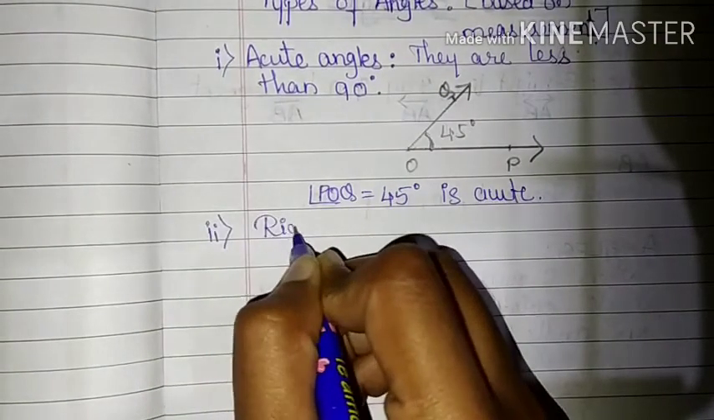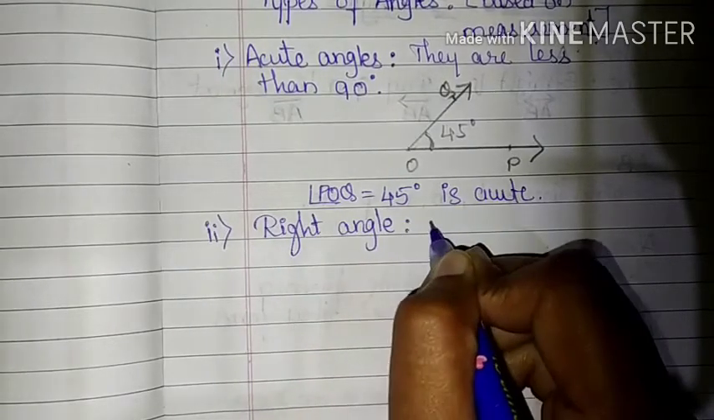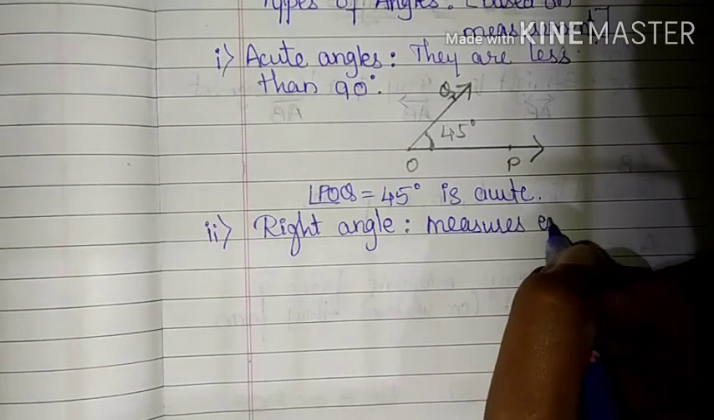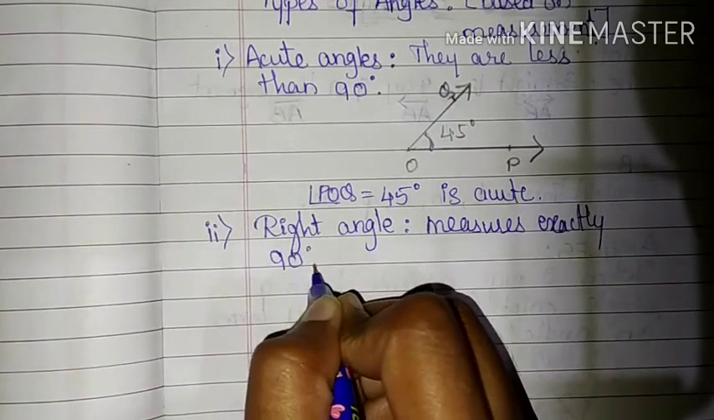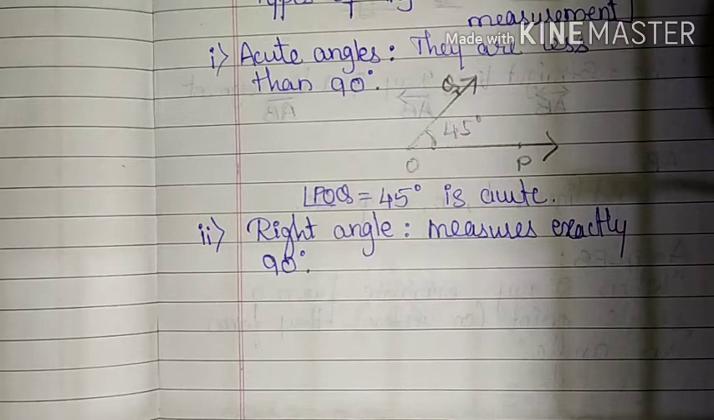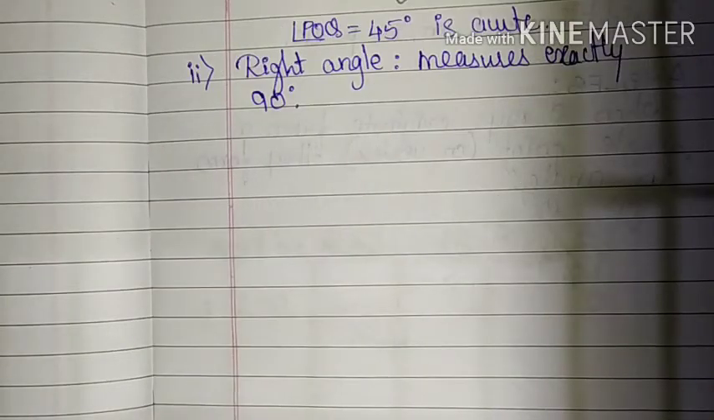right angle. Right angle measures exactly 90 degrees. Right angles always measure exactly 90 degrees. So now what you have to do is pause the video and draw a right angle in your notebook. Use the protractor, use the scale, use your geometry box and draw a right angle in your fair book by pausing the video right now.